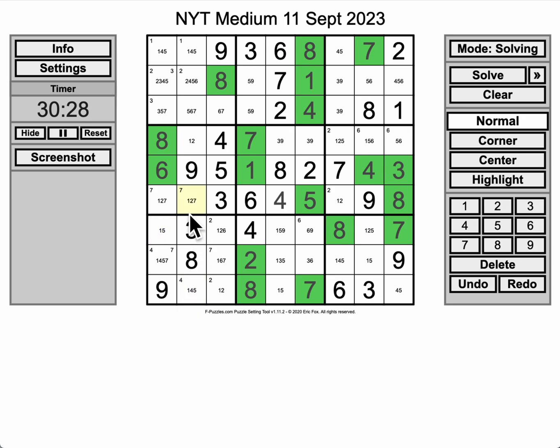See, this can't be 6, this can't be 6, and that can't be 6. 6 is definitely one of these two cells, right? Because this can't be 6, that can't be 6, neither can that because of the box. That can't be 6 because of this one. 6 is definitely one of these two, which means that's not 6, so that's forced to be 7.